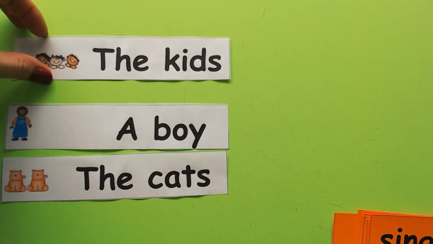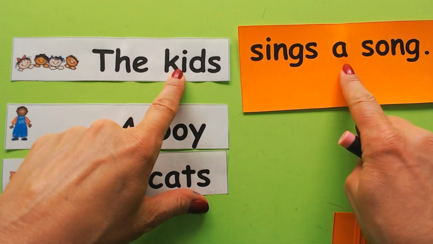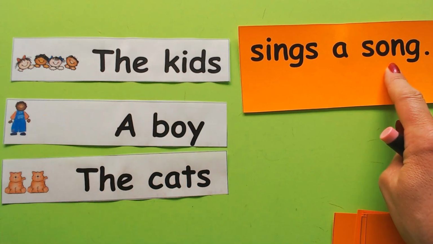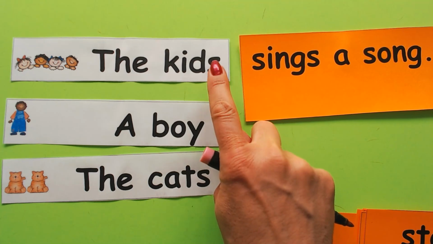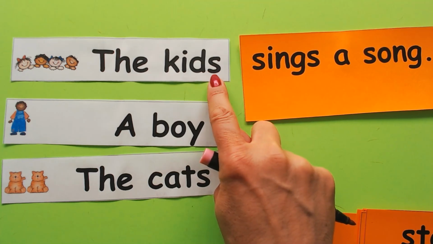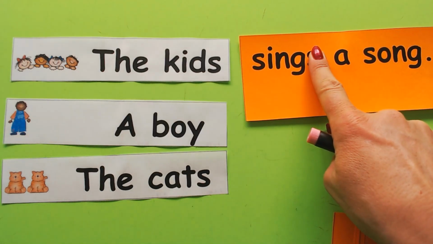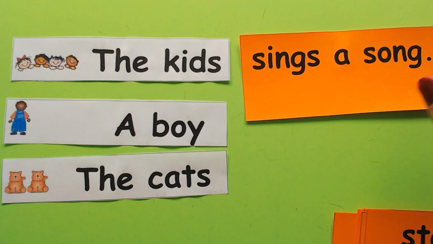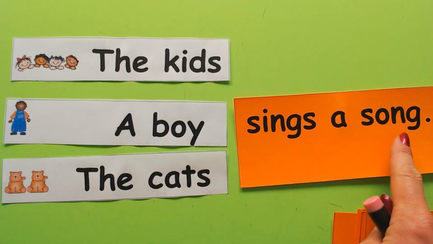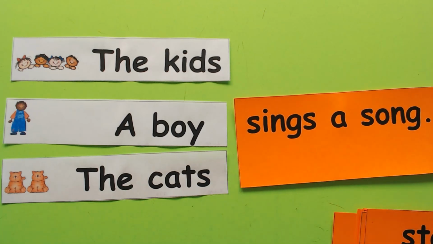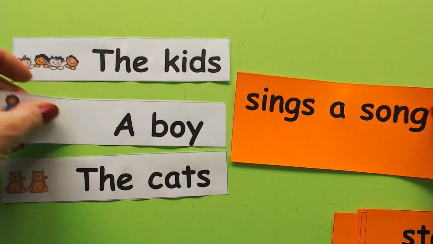Now we have these three left. The kids sings a song. That's hard for me to hear. No. When you have a subject that means more than one, the verb, which is sing, that's what they do, cannot have an S after it. So it can't be that one. A boy sings a song. That makes sense. The subject and the verb agree. Okay, next one.